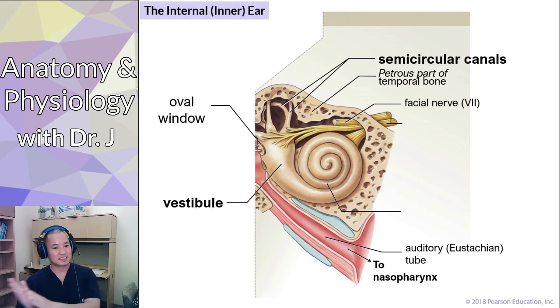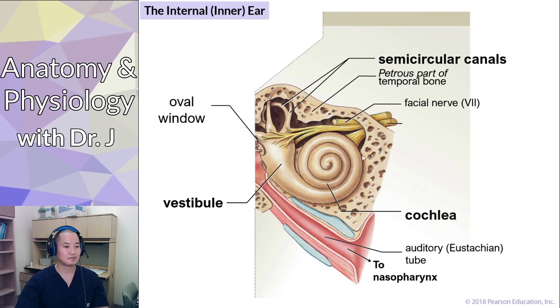Before we get to hearing, let's talk about the balance part. There are two main parts, or well, I guess you could say three main parts. The part involved in sensory hearing is the cochlea. But the parts involving your sense of balance and equilibrioception are the vestibule and the semicircular canals. And then you have the vestibulocochlear nerve, so you have a cochlear branch going to the cochlea, and the vestibular branch going to the vestibule and the semicircular canals.